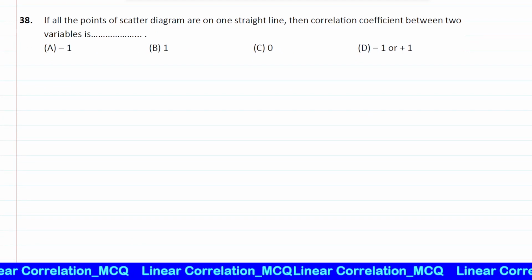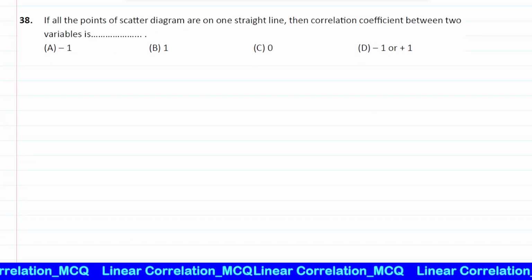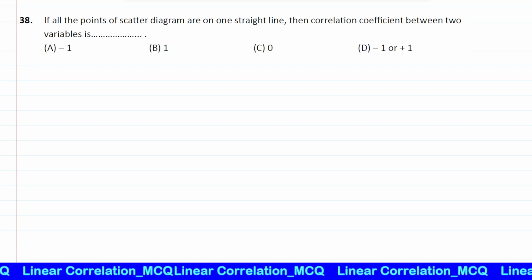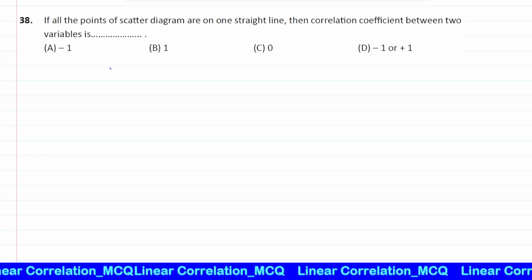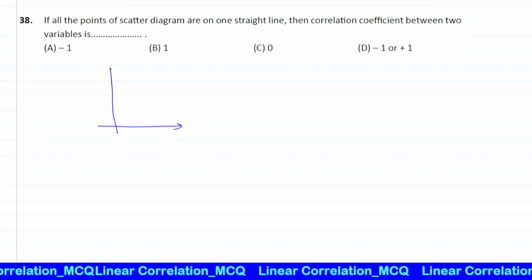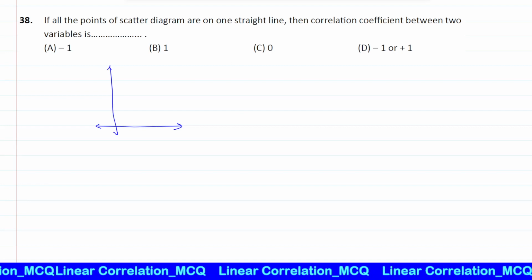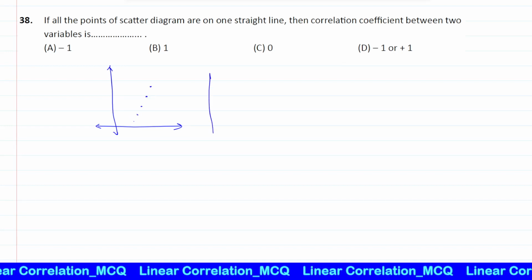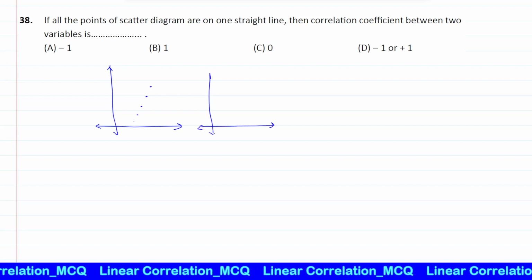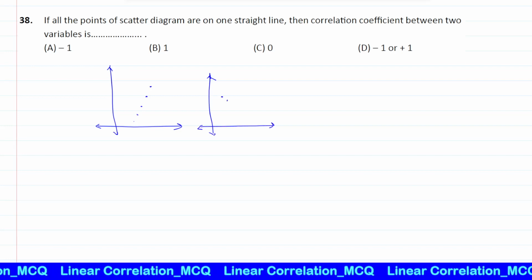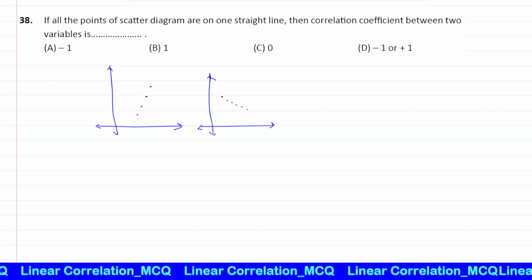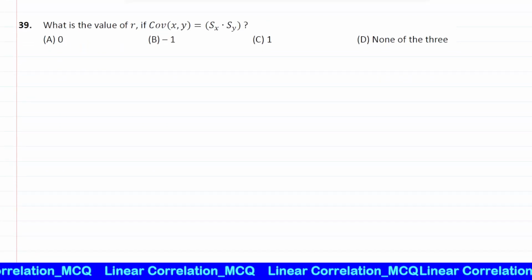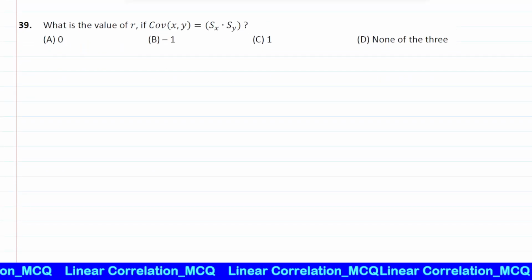Question number 38. If all the points of a scatter diagram are on a straight line, then what is the correlation coefficient between the two variables? Okay, this is a repeated question, it came earlier. All the points of a scatter diagram lying on a straight line, it may be in increasing order or it may be in decreasing order. So r equal to 1 or minus 1, it is given in option D. Option D is correct.